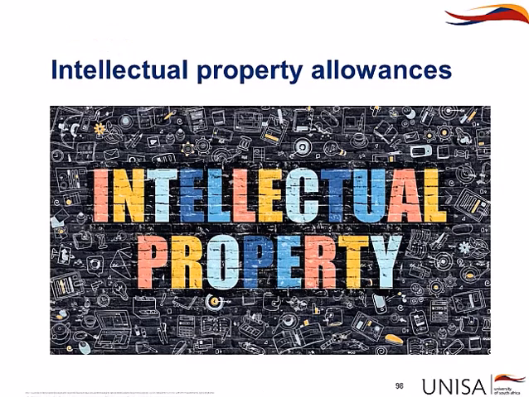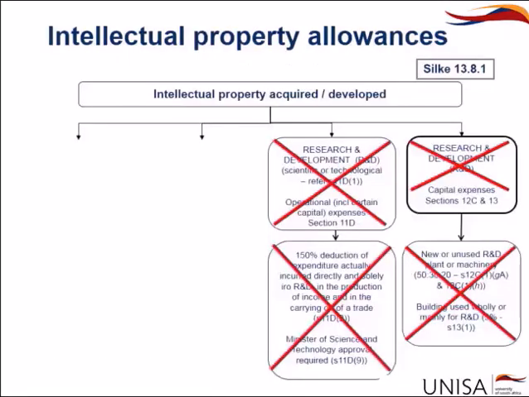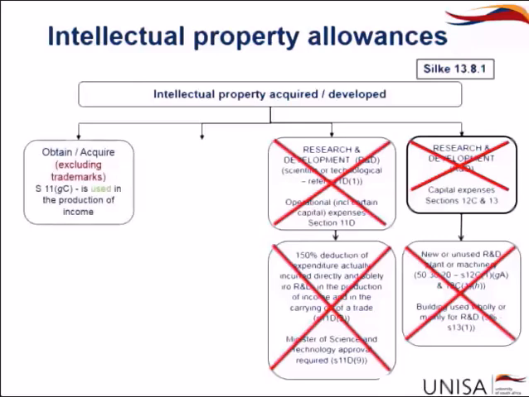Intellectual property allowances. Intellectual property either is acquired or developed. The aspect of developed is excluded from your syllabus, so that's where research and development comes in. We're only really looking at intellectual property that is acquired or renewed. We can obtain or acquire intellectual property.